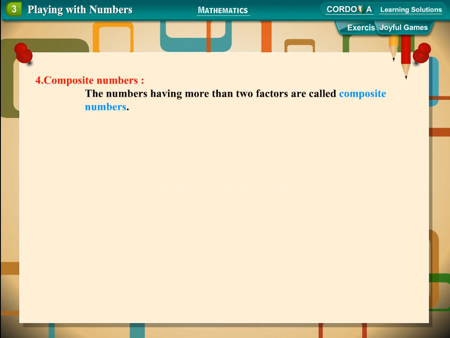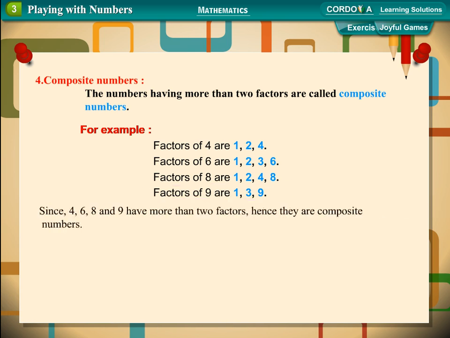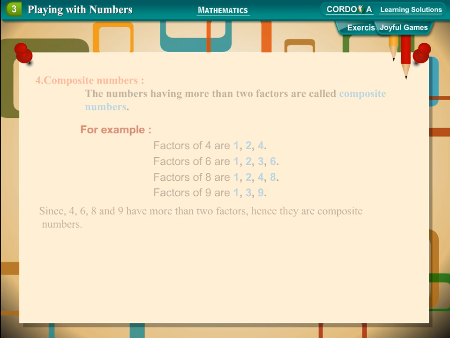Composite numbers. The numbers having more than 2 factors are called composite numbers. For example, factors of 4 are 1, 2, 4. Factors of 6 are 1, 2, 3, 6. Factors of 8 are 1, 2, 4, 8. Factors of 9 are 1, 3, 9. Since 4, 6, 8 and 9 have more than 2 factors, hence they are composite numbers.